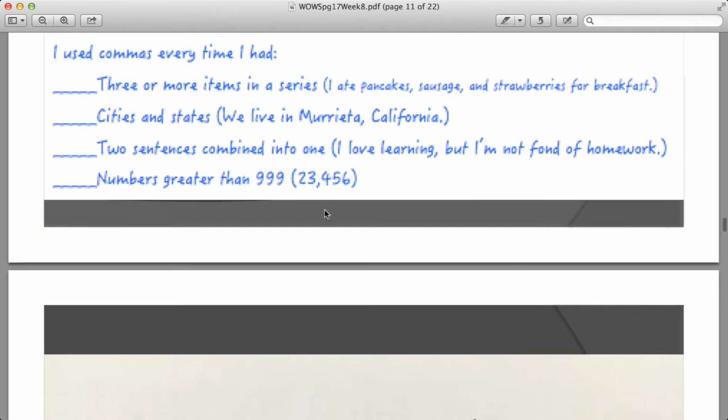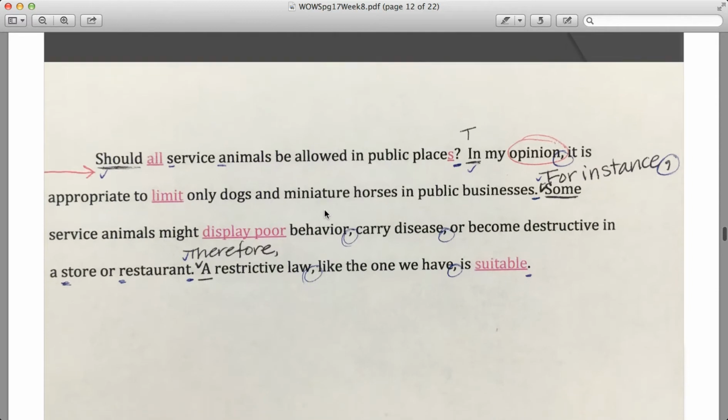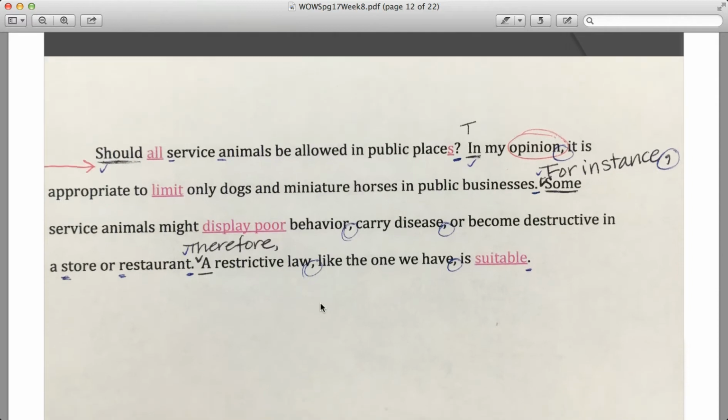Also, if I'm using large numbers. So let's take a look. My blue pen looks a lot like my black pen, I have to say, but here I was checking. Do I have a capital? Yep. Capital? Yep. Capital? Capital? I do. So I checked all of those. And then I underlined: should service animals be capitalized? I need to ask someone about that.